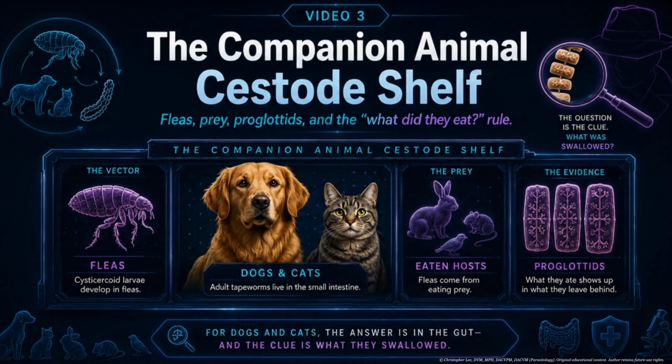In the previous video, we built the cestode operating system. The adult lives in the definitive host, the metacestode develops in the intermediate host, and the exposure connects the two. Now we are bringing that logic into the exam room with one practical question.